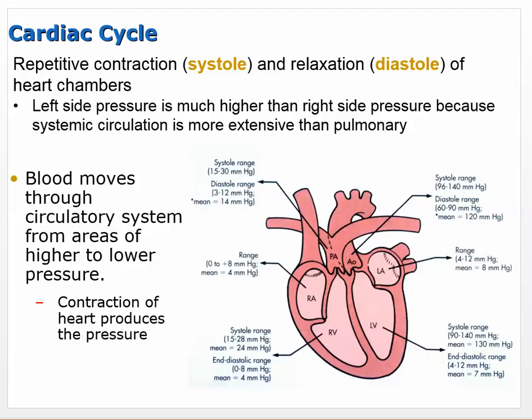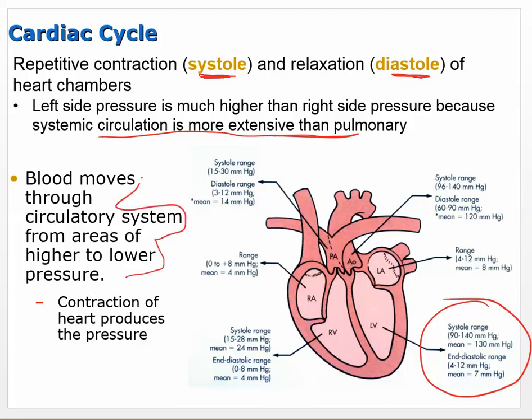Okay, all right, so cardiac cycle. The cardiac cycle is, in the simplest terms, a repetitive contraction, or systole, and relaxation, or diastole, of the heart chambers. The left side pressure is a lot higher than the right side because systemic circulation is more extensive than pulmonary. What does that mean? That means your left ventricle has to squeeze out to your whole body. The right ventricle just has to go to the lungs. So the highest pressure is going to be in the left ventricle. Blood moves through the circulatory system from higher pressure to lower pressure.